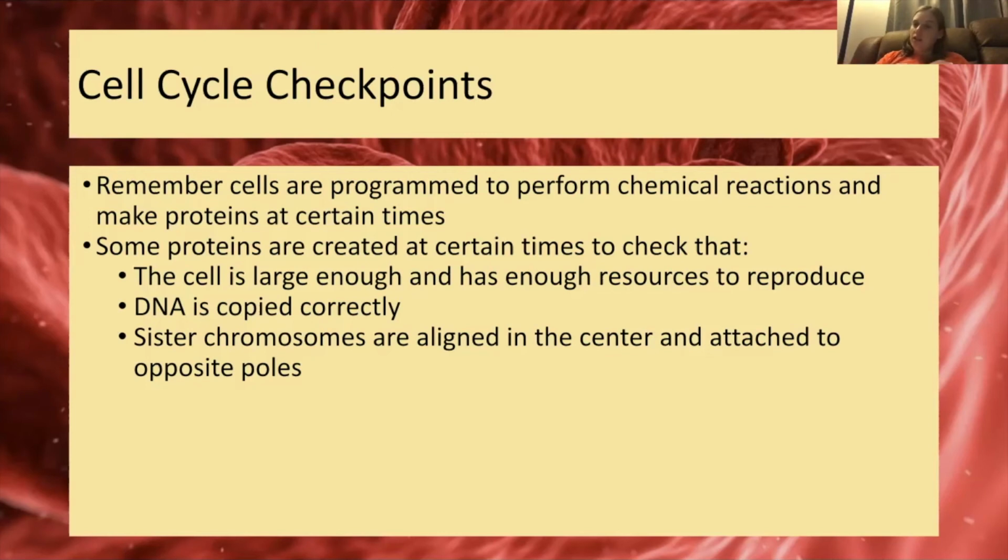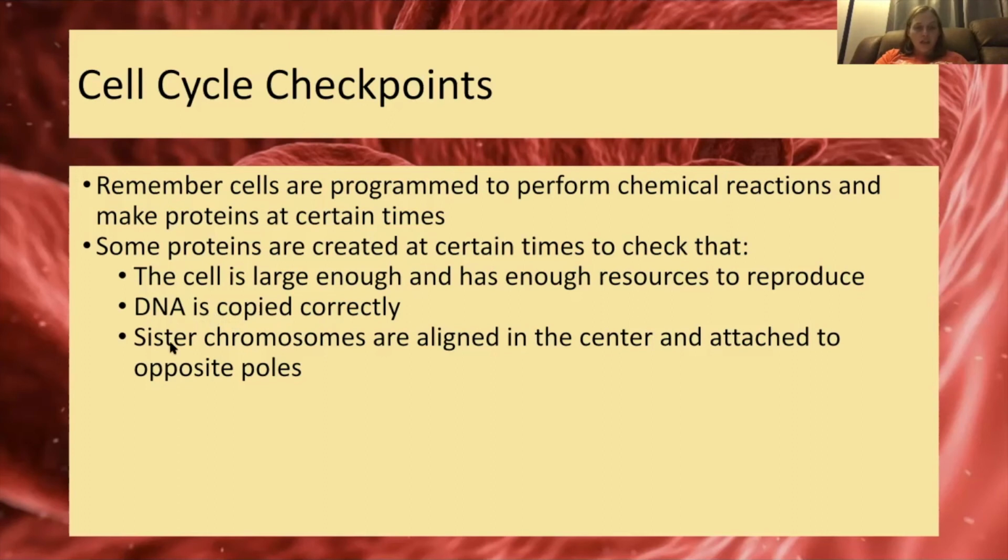And some proteins are there to make sure things are going the way they should be. For example, in G1, there are proteins making sure the cell is big enough and has enough resources to produce more DNA and to copy itself. If the cell starts to reproduce when it's too small, it might not have enough resources, and that could be fatal for it. There is a set of proteins in S, at the end of S phase going into G2, that makes sure DNA is copied correctly. It's a very important molecule, and we need to make sure that the daughter cells get the exact copy that the parent cell had. If there's a mistake in the DNA, then there'll be a pause here while the cell tries to fix it.